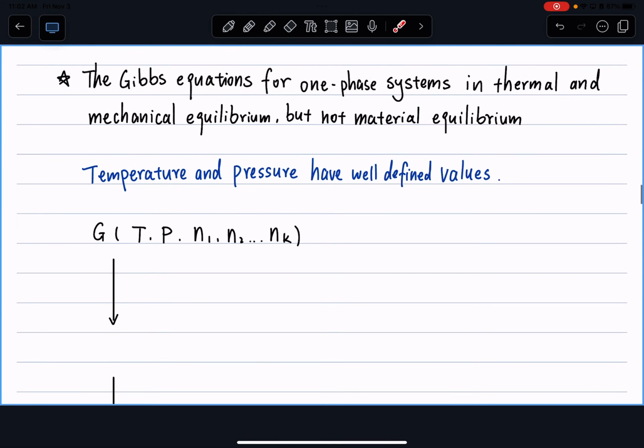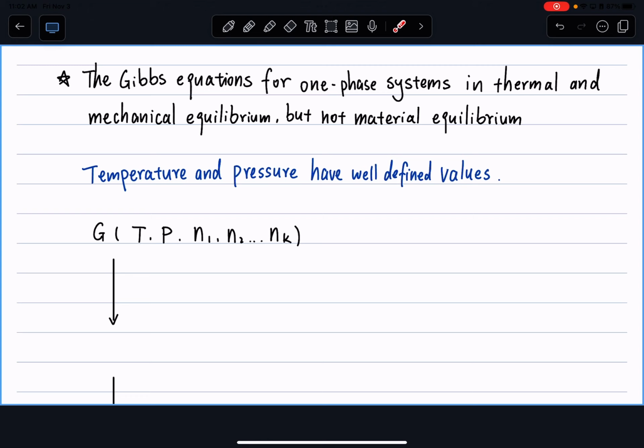So we'll get started by introducing the concept of chemical potential. So here's the way leading to the definition of chemical potential. We'll go really slow here, so let me know if you have any questions. Let's look at our Gibbs equations, right?